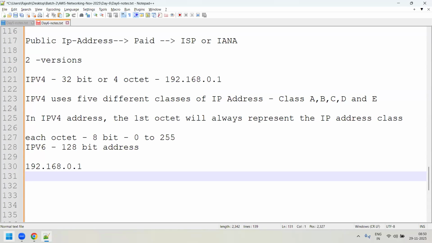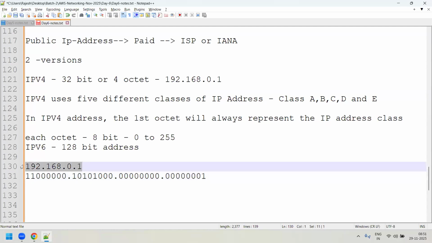For example, if it is 192, what will be the binary of 192? 168 is what value? 1 0 1 0 1 and the remaining three are 0. This one is completely 0. And this one is nothing but 1 2 3 4 1 2 3 4, like this. This is the binary value for this IP address.